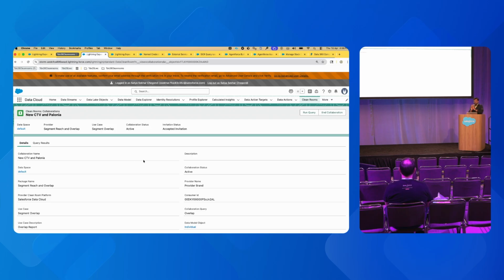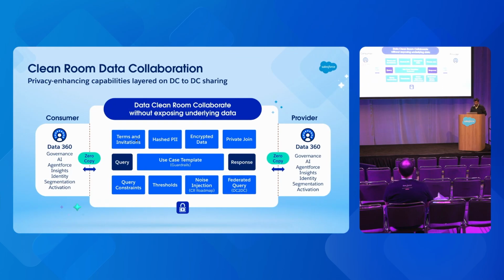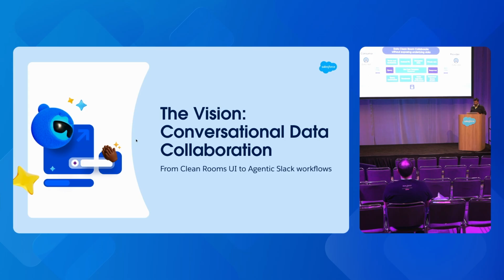But yeah, now you understand, basically we have a provider and we have a consumer, a collaborated query runs, and you get the results. Now, how do you create the query? You can do it from the Data 360 user interface. But today I want to show you how we can do it right from the Slack.